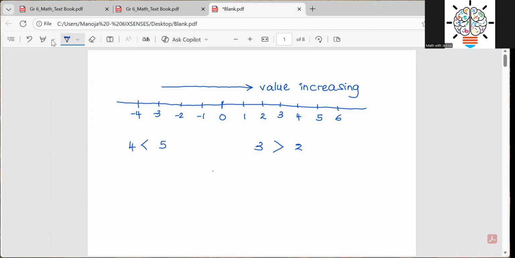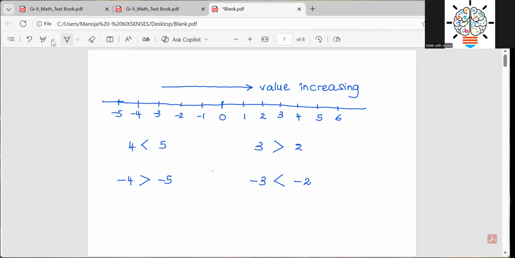But if I give you -4 and -5, if I mark -5 also here on this number line, the one closer to 0 is -4. When you compare 4 and 5, 5 is bigger, that is for the positive numbers. But when you compare -4 and -5, -4 is bigger. The same way, when you compare +3 and 2, +3 is bigger. But when you compare -3 and -2, -2 is bigger.